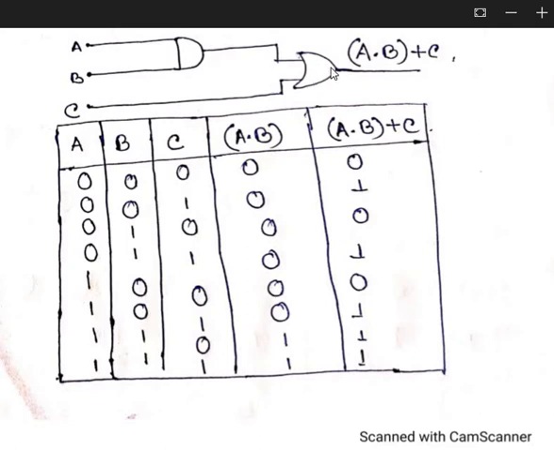Now the first part what I have to do, I have to multiply A with B. So I can multiply A with B. 0 into 0 will give you 0. 0 into 0 will give you 0. 0 into 1 will give you 0.